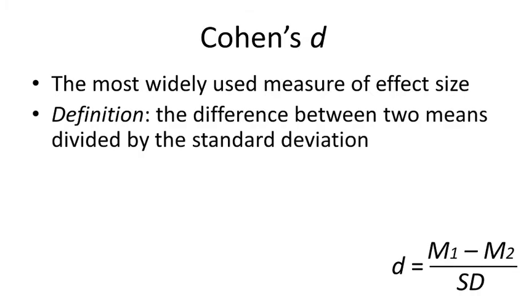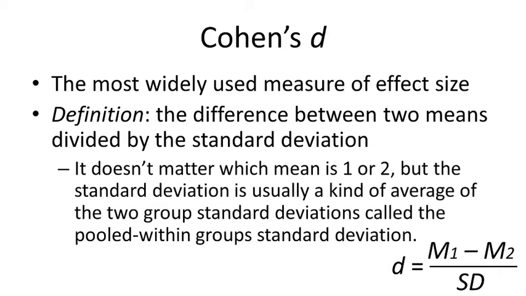It is defined as the difference between two means divided by the standard deviation. You can see the formula right down there. So when it comes to how you do this mathematical formula, it doesn't really matter which mean is the first one or the second one. All that really matters is that you have that difference between the means and you divide by something called their pooled within groups standard deviation. Don't worry about these technical things so much.